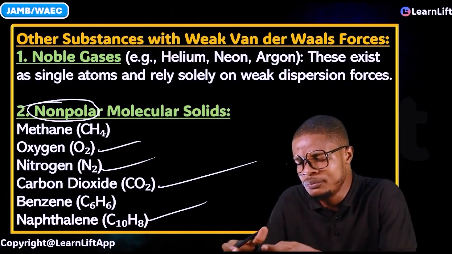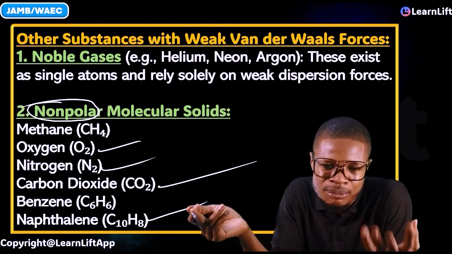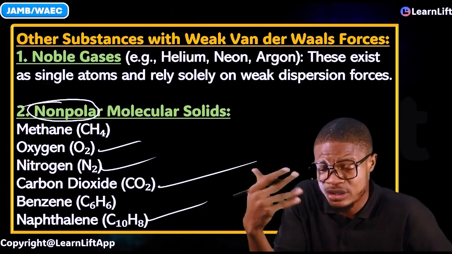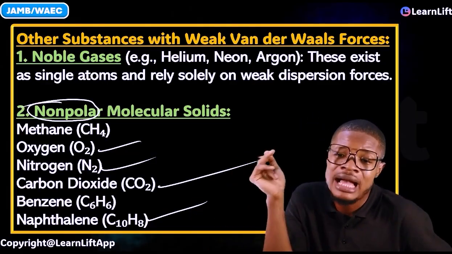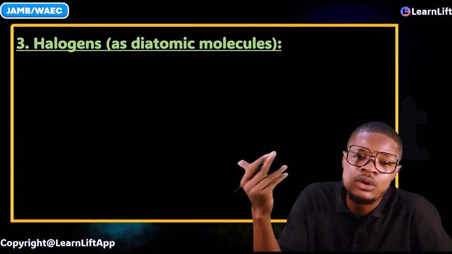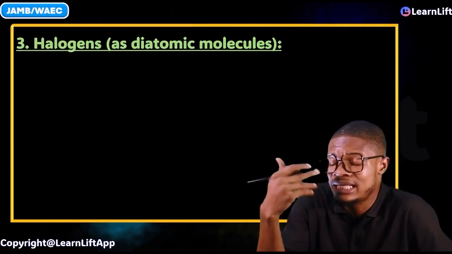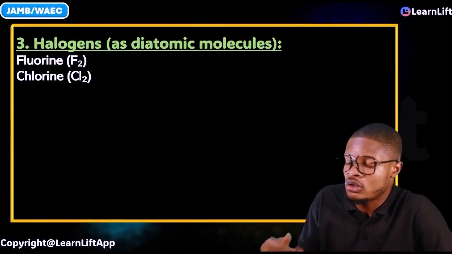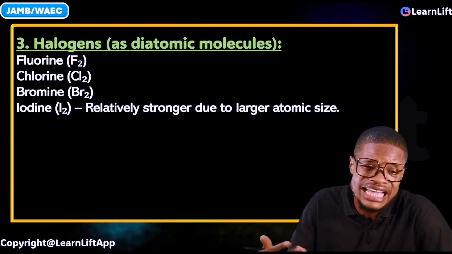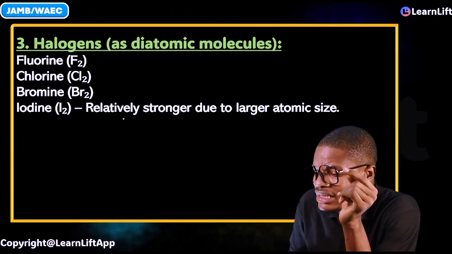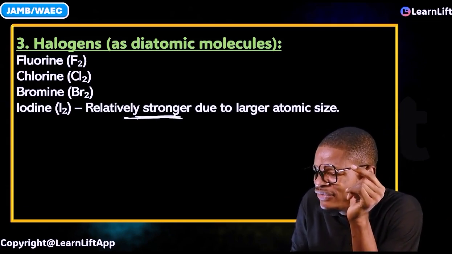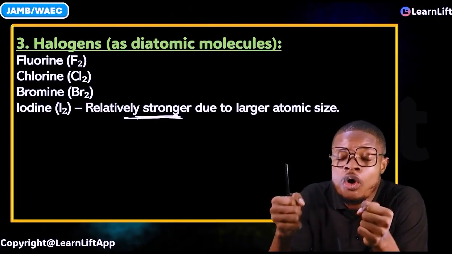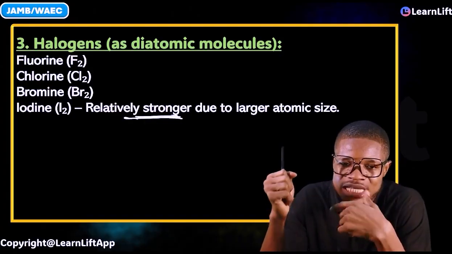They are not asking you whether it is covalently bonded or electrovalent bond. That's not what they're asking you. They're asking you for the intermolecular forces there. Another area you can see them are your halogens, especially diatomic molecules. Halogens are all diatomic, whether it is your fluorine or your chlorine or your bromine or your iodine. But please, iodine, they are the ones that show more of your weak Van der Waals forces.